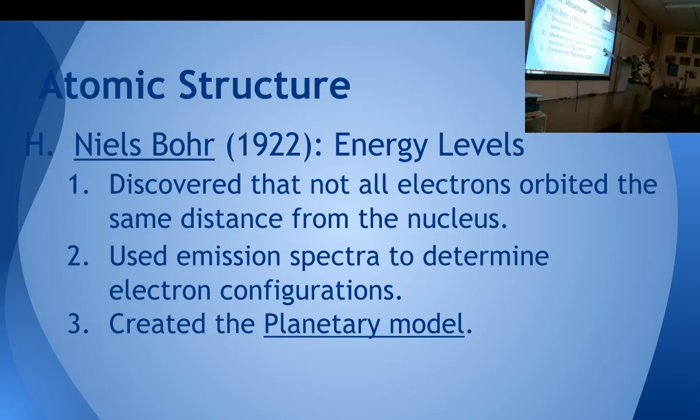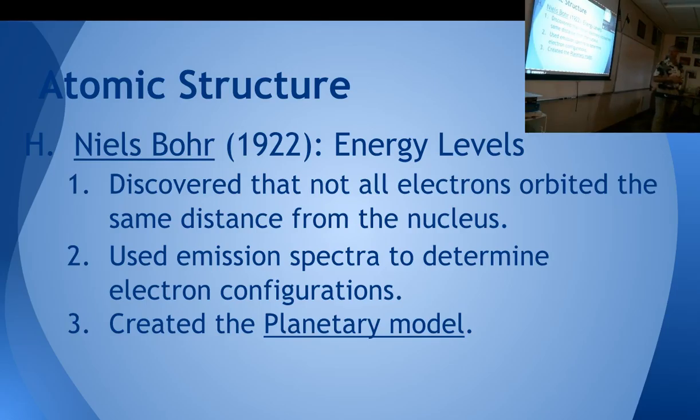And so he used emission spectra, and we will do a lab with this in a little bit. Not today, but we'll do a lab with this soon, where we excite different kinds of atoms by burning them, by putting them in heat. And they burn with different colors of flame. And the different colors of flame have to do with the electron configurations. When something burns, the color it gives off is a product of how its electrons are arranged.